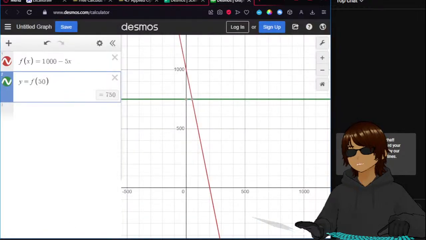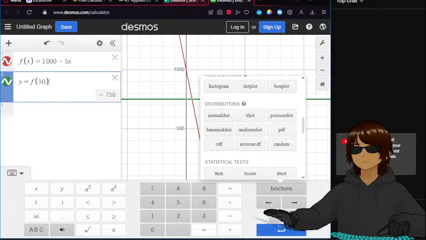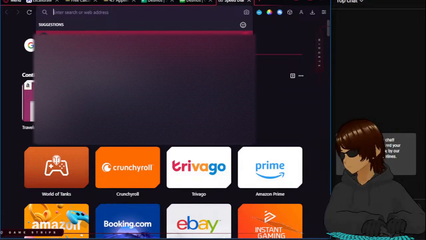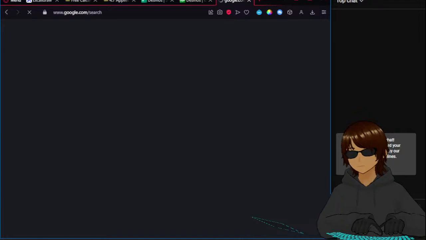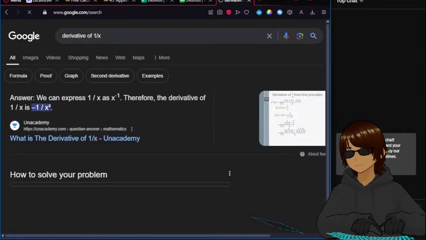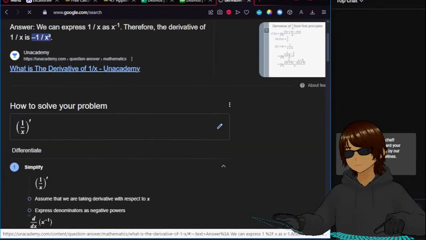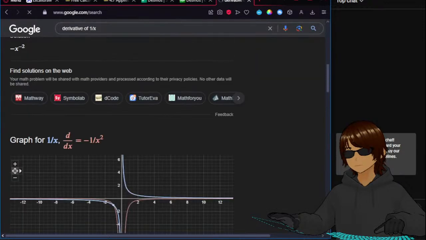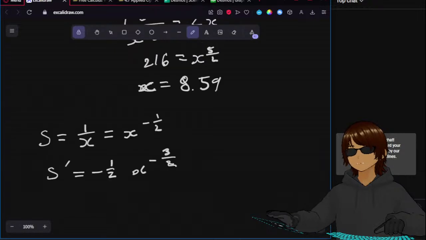Desmos allows derivatives. Hold on. Derivative of 1 over x. Okay, I think I must have got this wrong. I did. Okay, yeah, I understand.